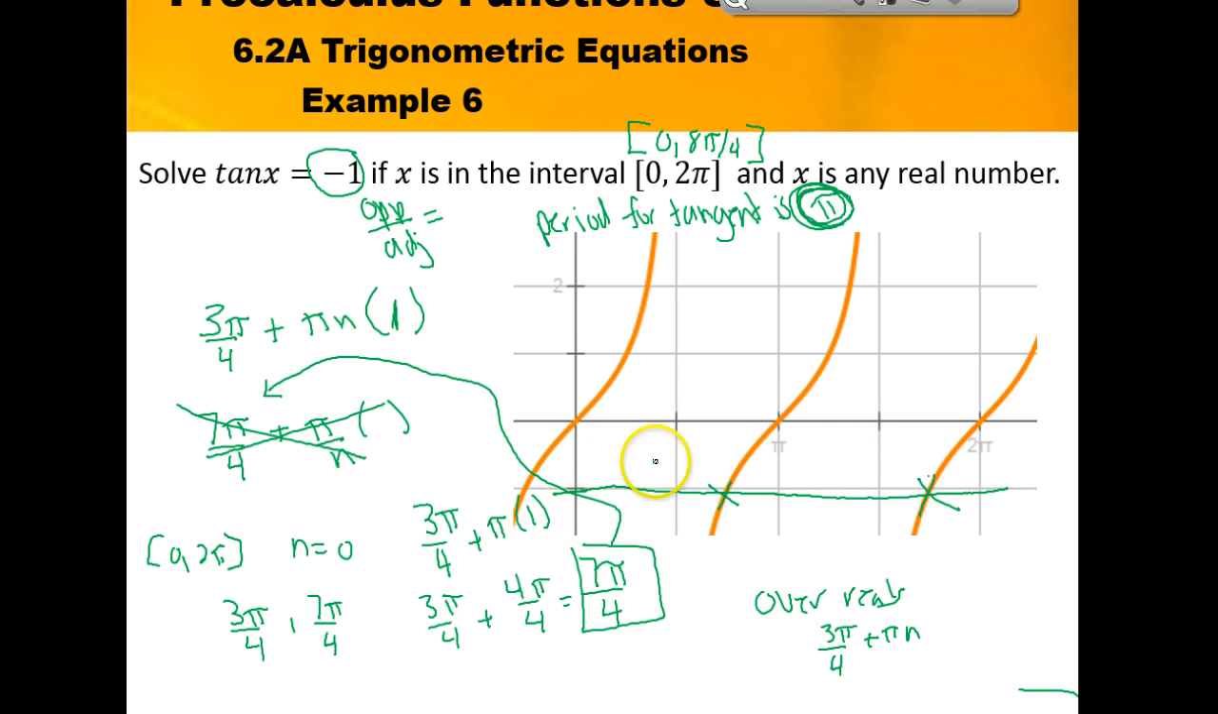And this certainly looks like it's halfway between pi over 2 and pi, so that would be 3 pi over 4. And this looks like it's halfway between 3 pi over 2 and 2 pi, which would be 7 pi over 4, so that's looking good. Okay? Alright. And again, you should check on your calculators. Okay, next slide.